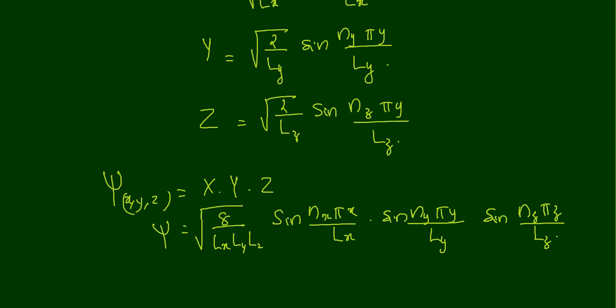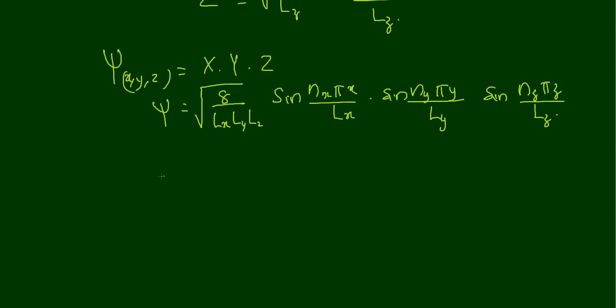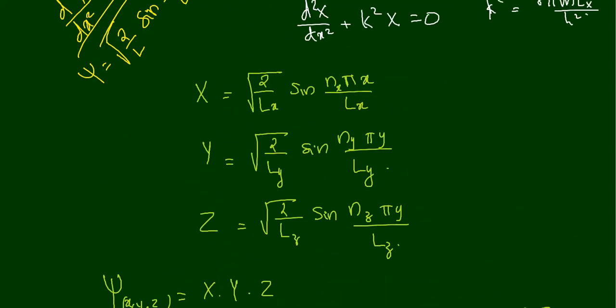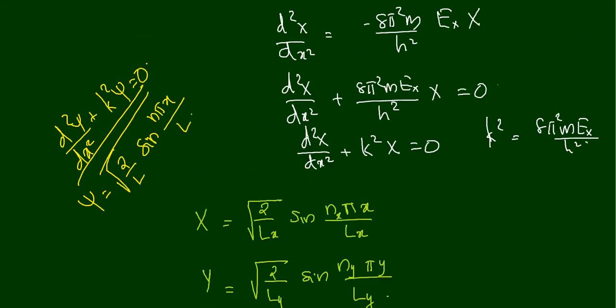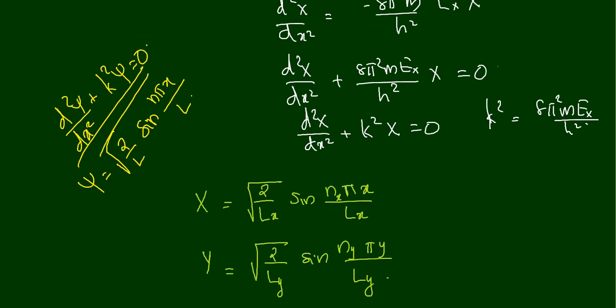And now what is the energy? Energy E is equal to Ex plus Ey plus Ez, right? So here we can see what is the energy from this equation. And we had a similar equation in the particle in a one-dimensional box. In that case, we got energy E is equal to n square h square divided by 8 m L square, right? This was the energy in the particle in the one-dimensional box. So we will get similar energy values here also, right?